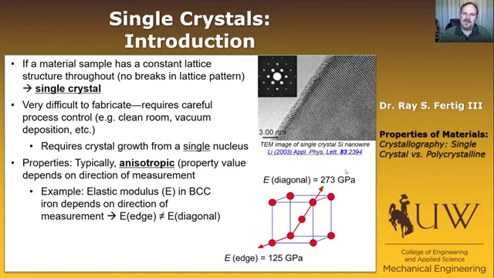But the bottom line is that in a single crystal, usually properties are anisotropic, meaning that the direction that you're measuring them in affects the property that you measure. Okay?